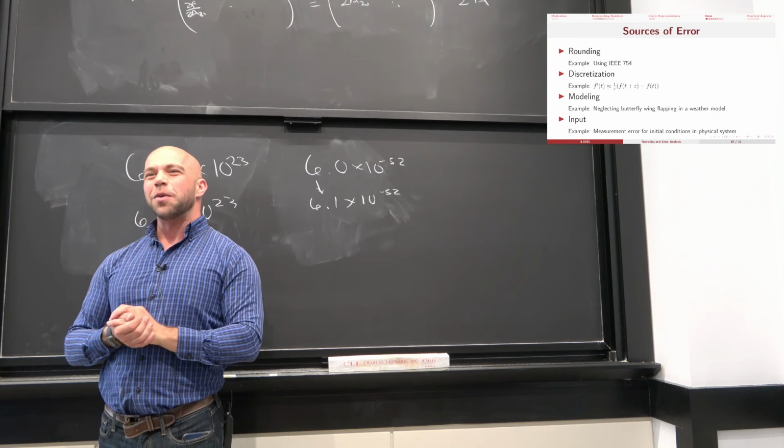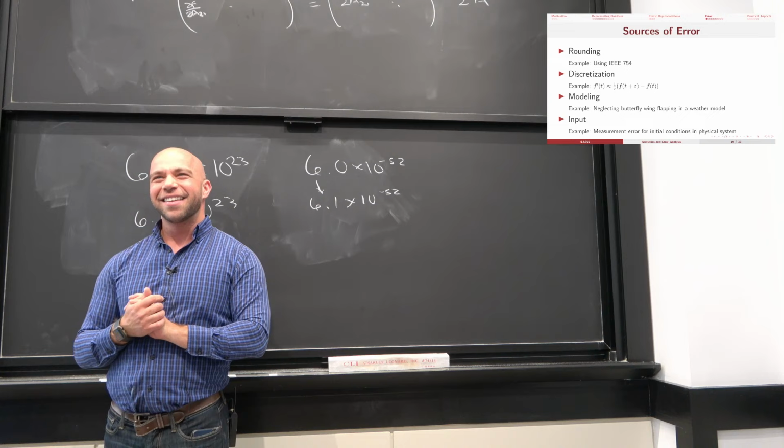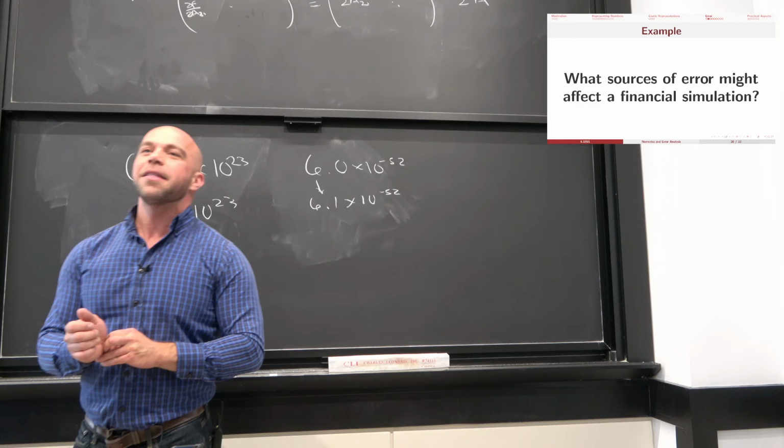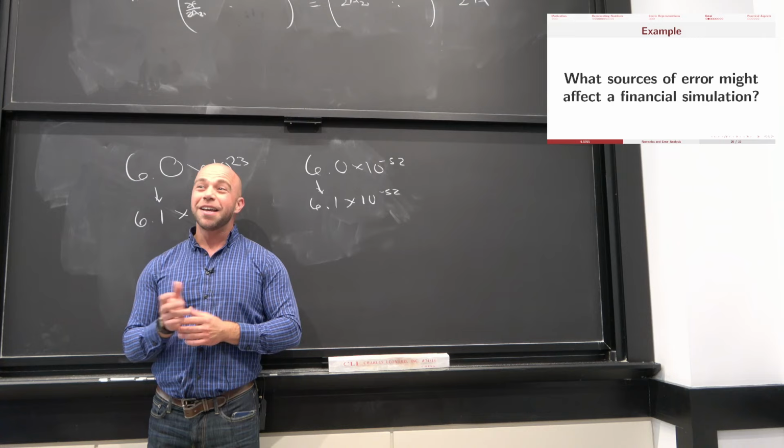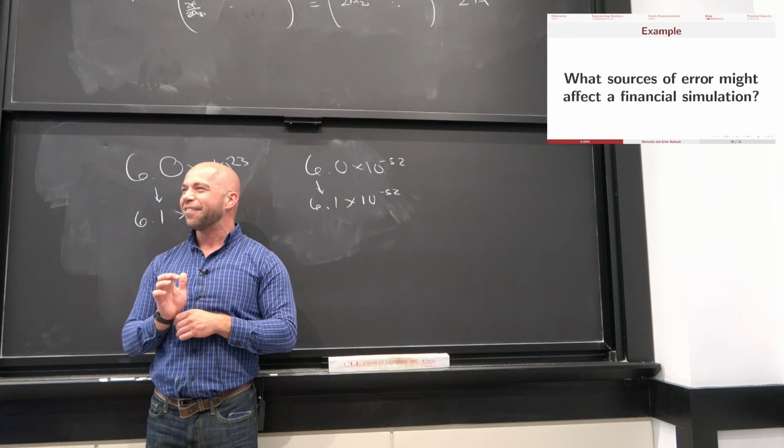Okay, so my point here is that this is a universe where we make a lot of mistakes. To get you thinking about that, why don't you tell me some sources of error that might affect a stock market simulation? Or, say, I want to solve the Black-Scholes equation or something like that. I only ask easy questions. I know you can come up with reasons why a financial simulation is probably not very accurate. Yeah?